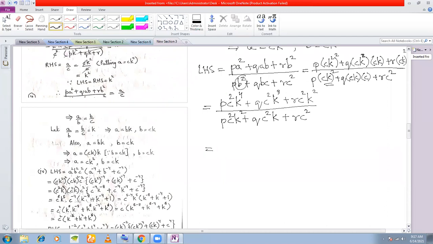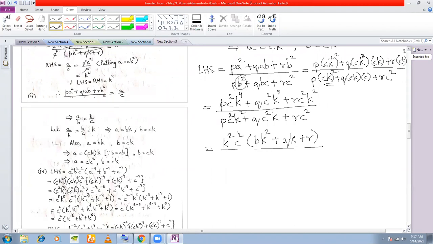So now here on top, you see what you can take common. Clearly on top, you can take K square common. You take K square common. What else can you take common? C square you can take common. You take C square common. So what are you left with? You are left with PK square plus, and here you are left with QK, and here you are left with R.